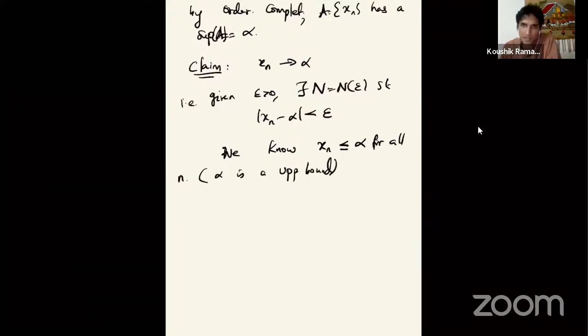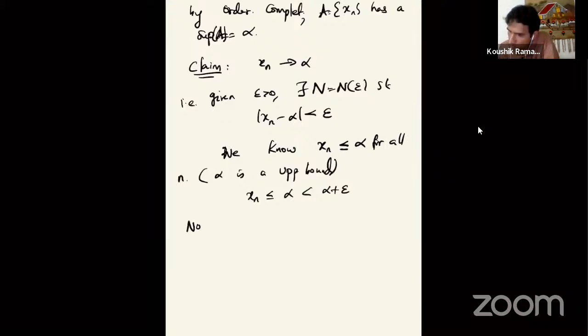Remember, supremum is anyway always an upper bound. So in particular, if xn is less than or equal to alpha, it is also less than alpha plus epsilon. Epsilon is positive, so it is always true. So you have to show the other inequality. You have to show that all xn's lie to the right of alpha minus epsilon.